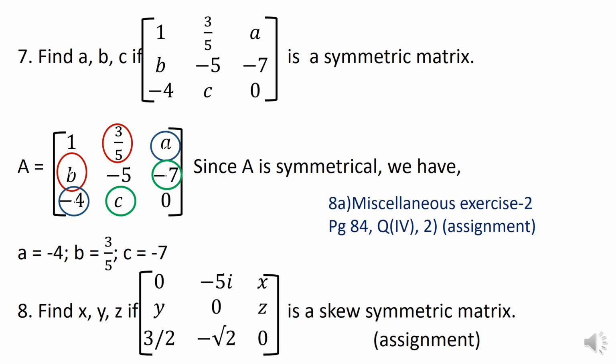One more assignment for you. This sum is given in the miscellaneous exercise 2 on page number 84 of your textbook. Question number 4, the second sum. It's a simple sum. You can do it as an assignment in your notebook.